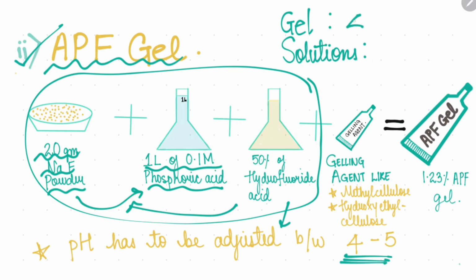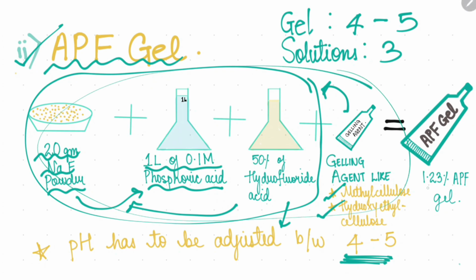So, the pH of the gel is between 4 and 5, whereas the pH of APF solutions is 3. Please remember this. So coming back to the method of preparation, we added 50% hydrofluoric acid and adjusted the pH between 4 and 5, and then to all these things we add a gelling agent, like methyl cellulose or hydroxyethyl cellulose, so that a gel formula of APF can be formed. And when we do all this process, we finally get 1.23% APF gel.